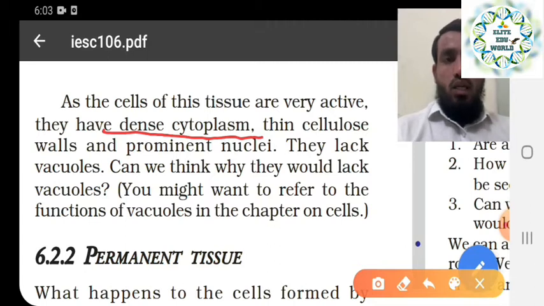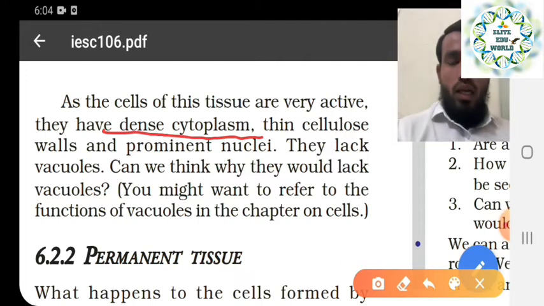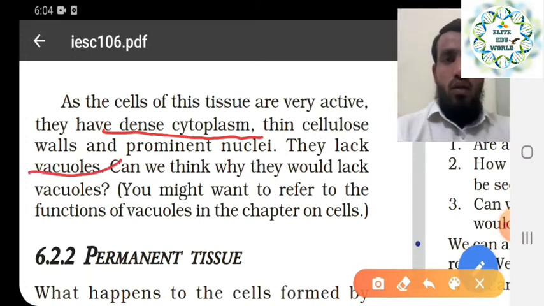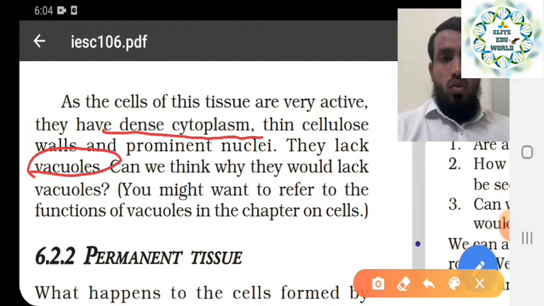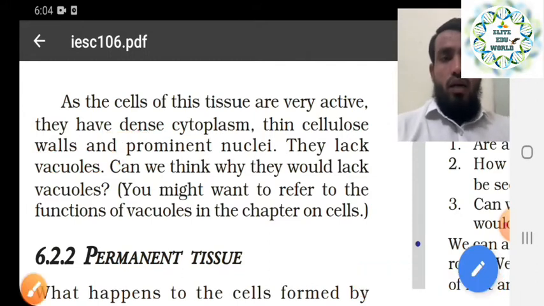Because of the dense cytoplasm, thin cellulose walls and prominent nuclei, they have the ability to divide very fast. The nucleus is very prominent and they lack vacuoles, right? They don't have vacuoles because they are only dividing tissues. They need only to grow and grow, so there is no need to store food. That's why they lack vacuoles. Why is there no need of the vacuole? Because it is a most rapidly dividing tissue, there is no need to store food. That is why vacuoles are lacking.